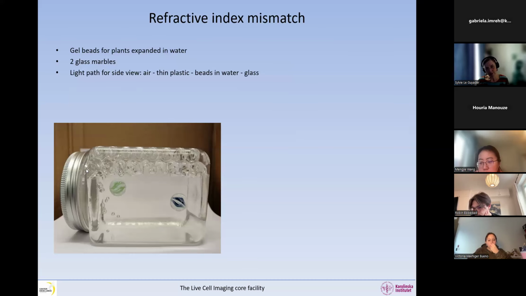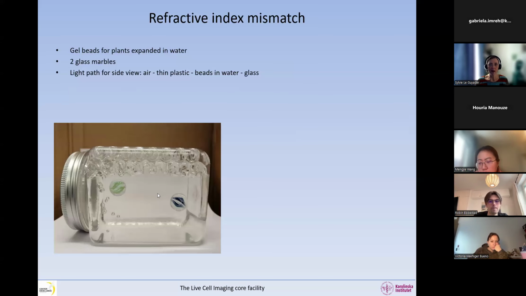If we look at this from the side, we see the marbles very clearly. That is because if you think about the light that our eyes are recording, first it goes through the air, and then through thin plastic, which is the bottle, and then through the beads that are in water. All of them have the same refractive index as water. We have the beads full of water, and the space between the beads is full of water as well. So everything has the same refractive index. And then we have the glass, which is the marble.